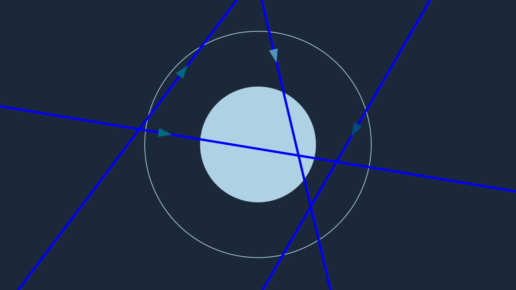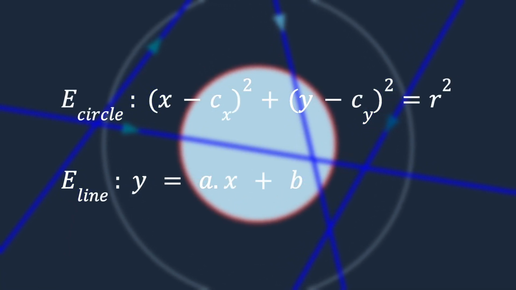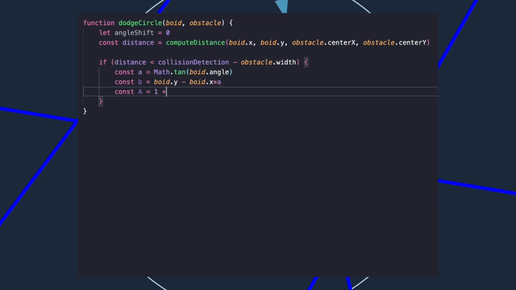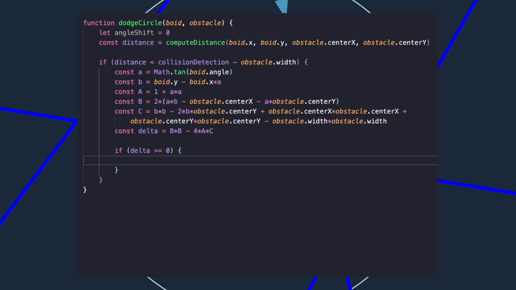To do that, I know all the points that are on the edge of my circle, as well as those on the boid's trajectory. And when trying to find points that belong to both, we get a quadratic equation. If the discriminant of this equation is null or positive, then it means that the boid could collide with the circle, and it will have to shift its direction.